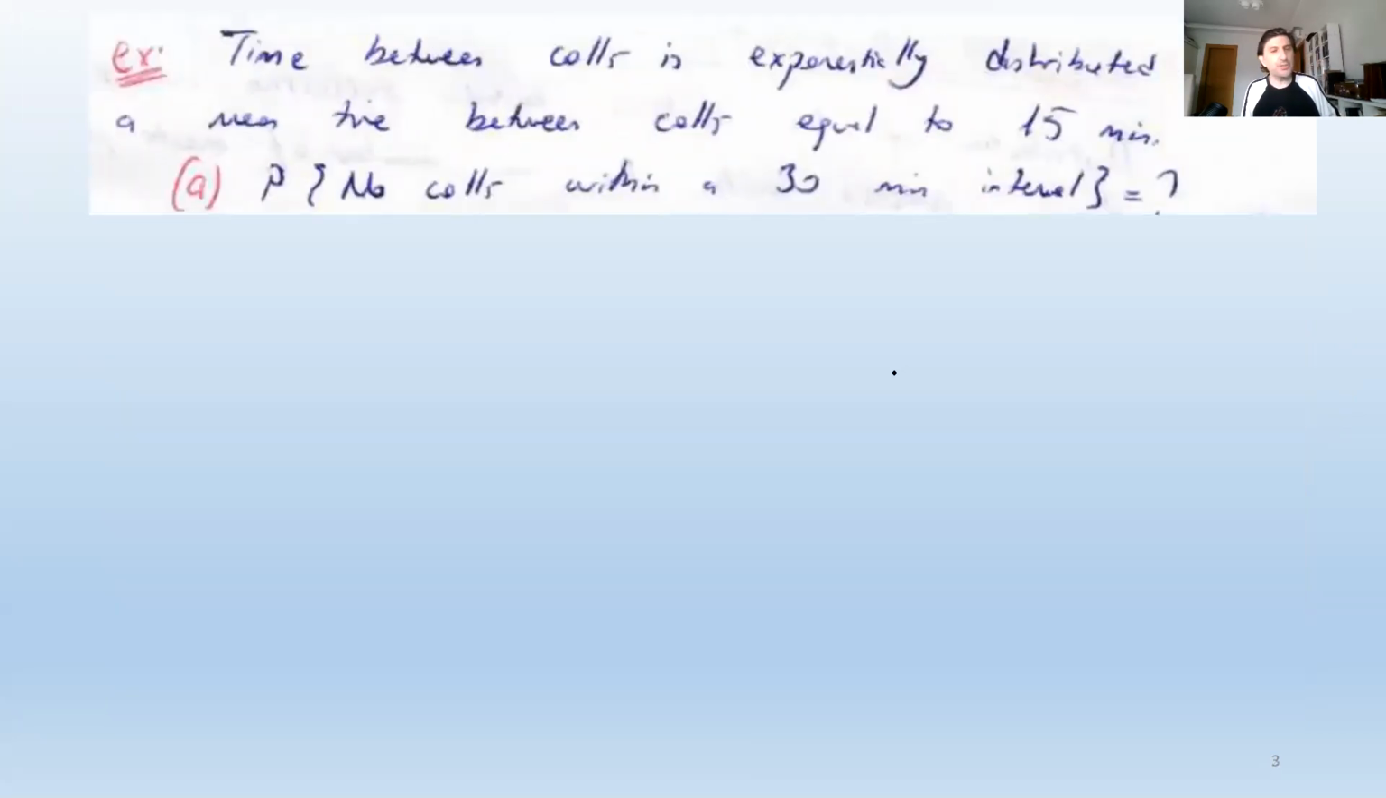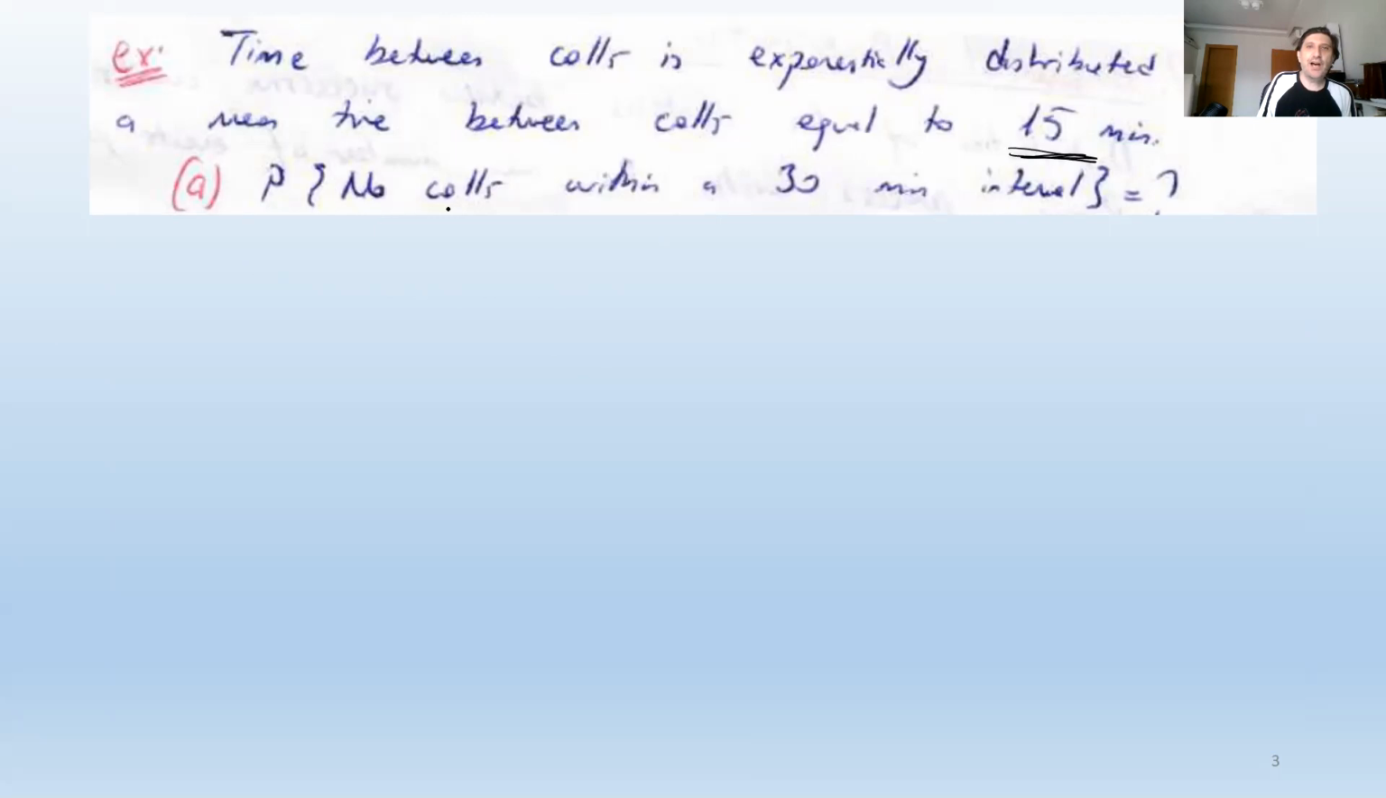All right, I'm going to be solving two questions, but they are going to consist of many parts. Let's start with those questions, and there are going to be a couple of intricate parts or some details which you should pay attention to. Time between calls is exponentially distributed, since the number of calls is usually Poisson distributed, so this shouldn't come as a surprise, with a mean time between calls equal to 15 minutes. So the mean time between calls is given.